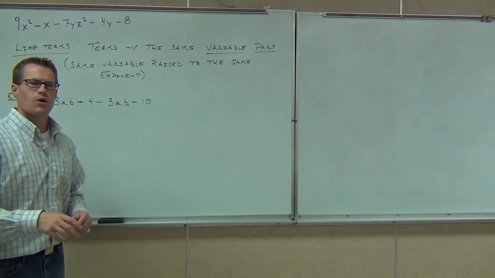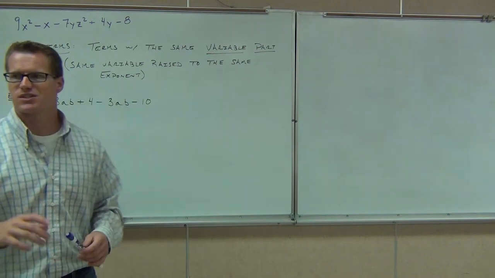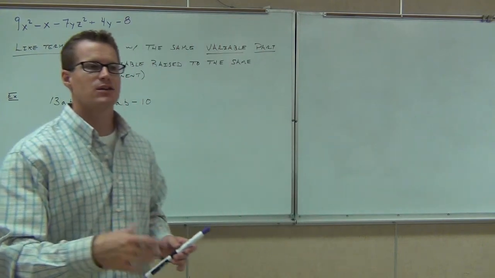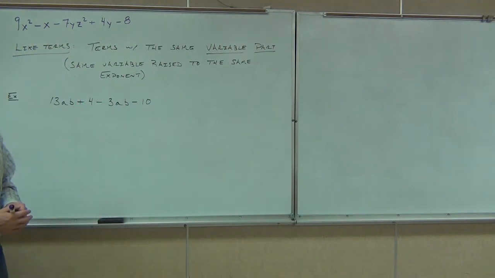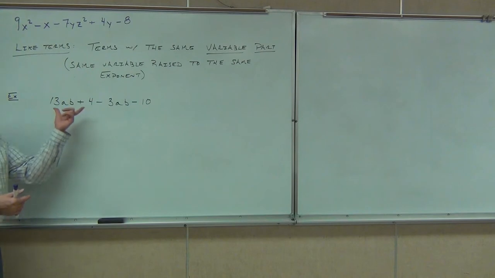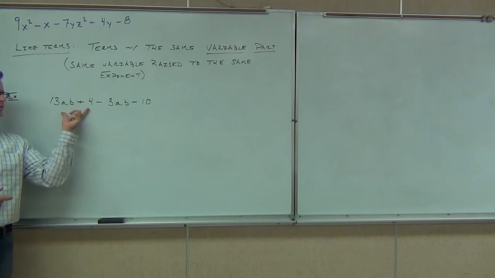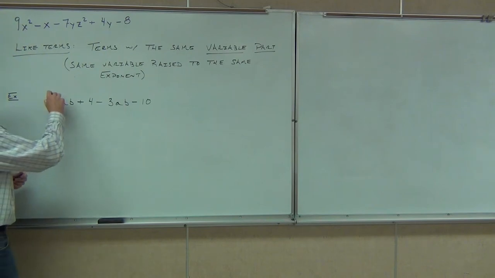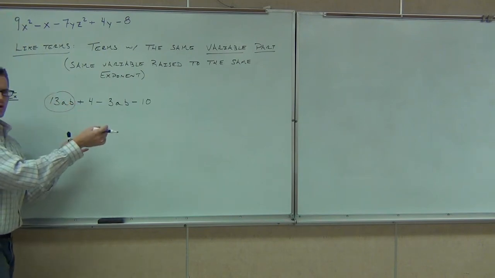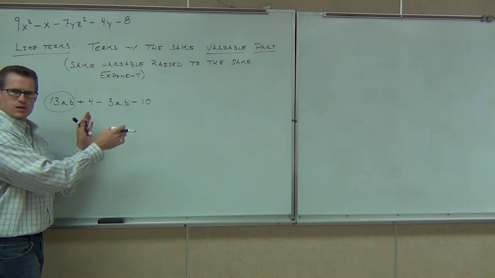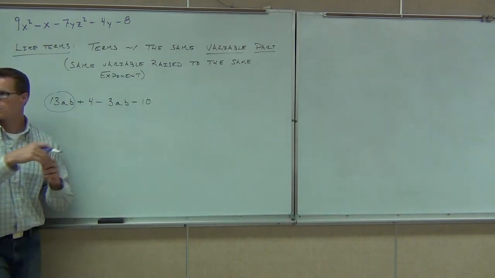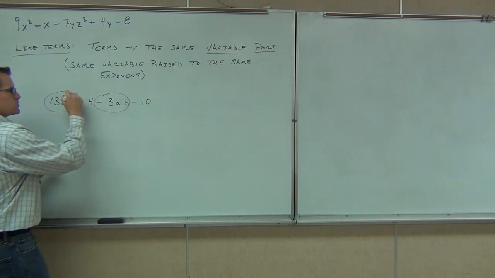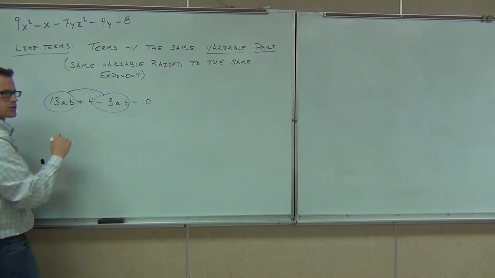What we're looking for now are like terms. Like terms have to have the same exact variable part. Basically, the same exact variables raised to the same powers. Do you see any like terms up here? 13ab and negative 3ab. Okay. Are these two like terms? No, this has a variable. That didn't even have a variable. What we're looking for are terms that have the same exact variable part. So the 13ab, and what was the other one you said? 3ab. Good, including the sign. So what we're going to do is start circling those with the sign in front of it. These two right here are like terms.